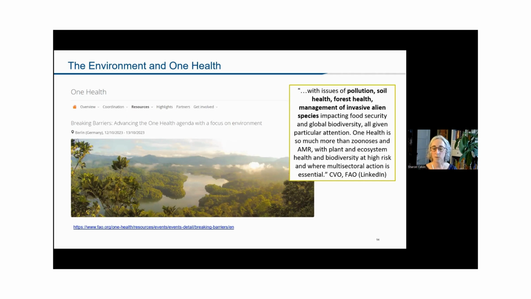They were talking about issues of pollution, soil health, forest health, management of invasive alien species. And they mentioned that One Health is so much more than zoonoses and AMR. So I think it's important to follow this lead and look at that broader scope of One Health.